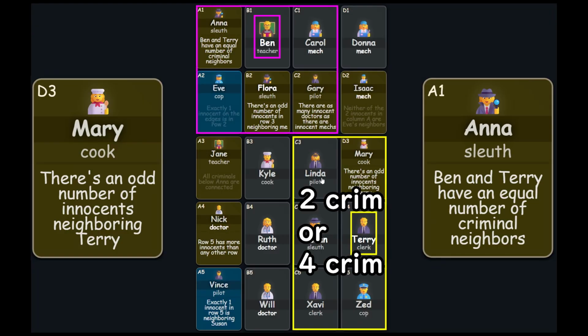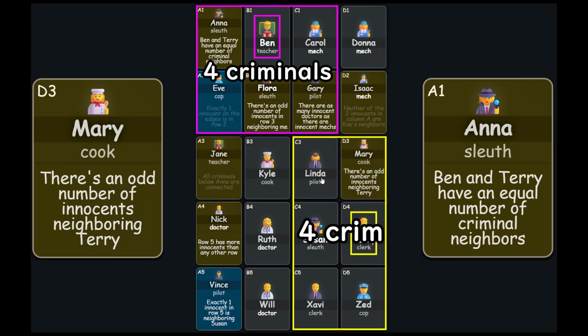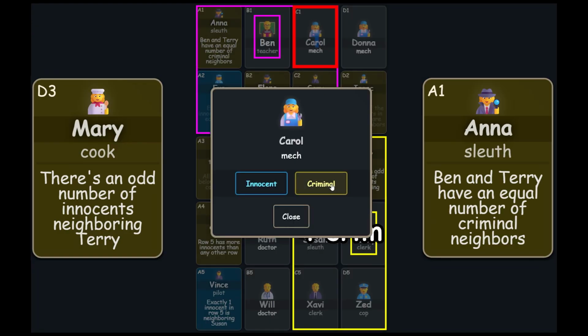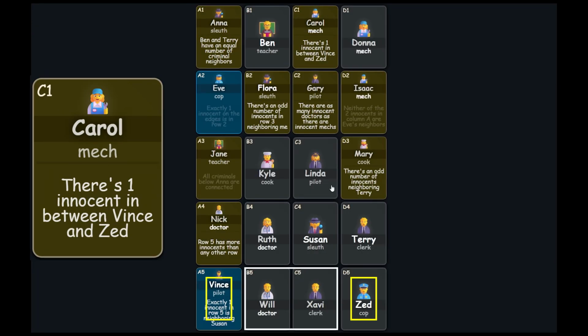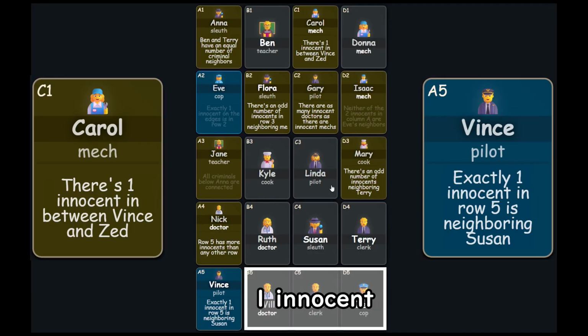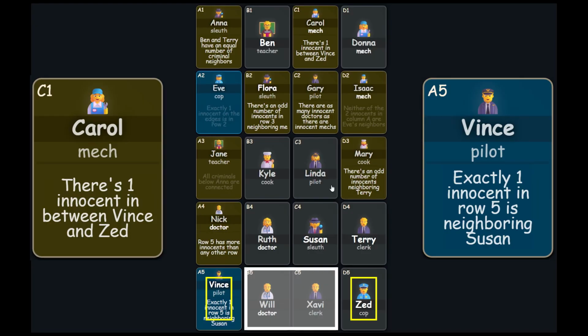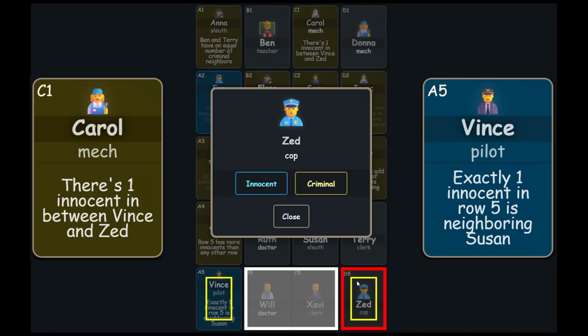Ben and Terry have an equal number of criminal neighbors. Since Ben already has 3 criminal neighbors revealed, we know that Ben and Terry must have 4 criminal neighbors. Mark Carol as a criminal. There's one innocent in between Vince and Zed. Remember that there's one innocent among these 3 people. And now we know that one innocent is either Will or Xavier, so we can mark Zed as a criminal.